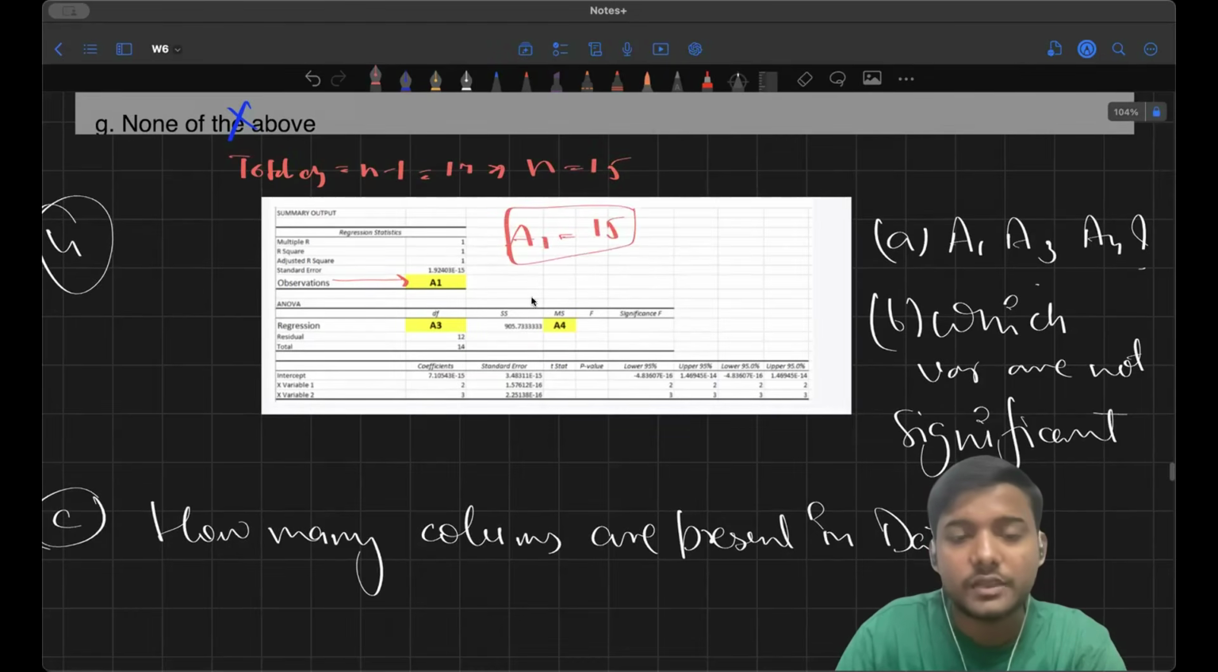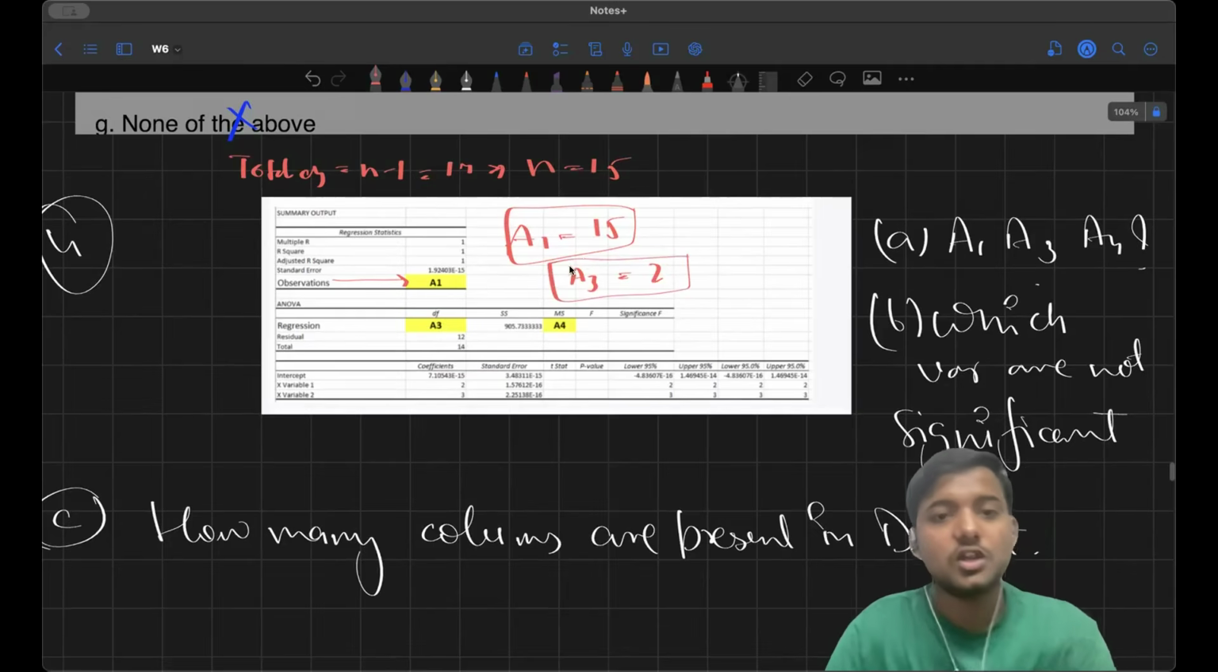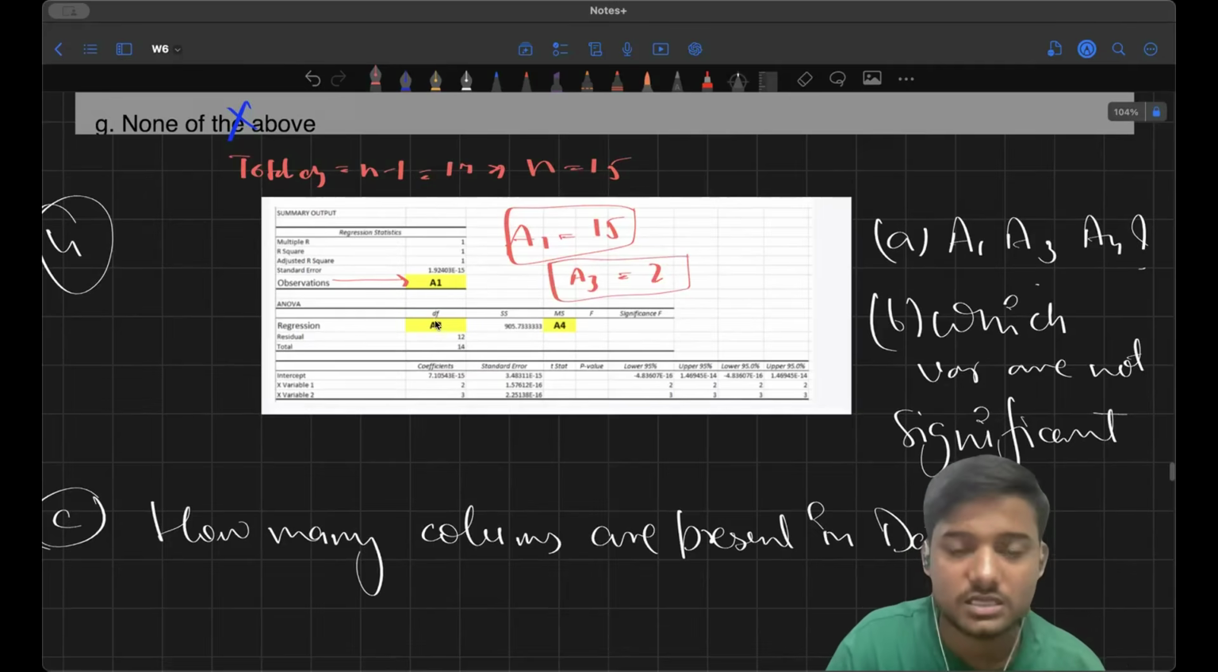Okay, this is easy. Now what is A3? That is also very easy, right? I have 12 residual degrees of freedom, 14 is total. So regression would be 14 minus 12. That means A3 equals 2. Okay. Now what is A4? So you already have access to A3, and you have access to sum square regression.